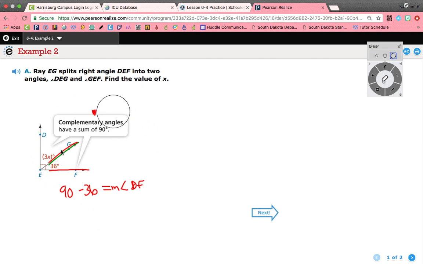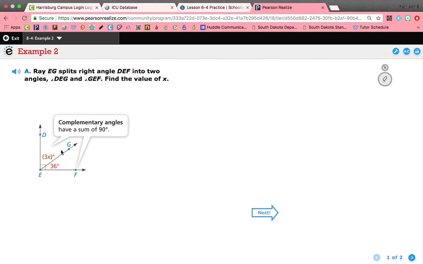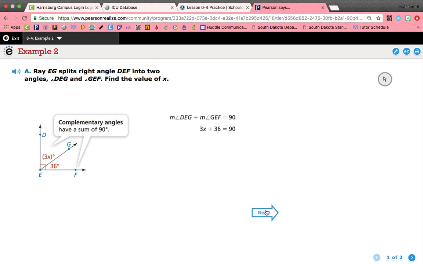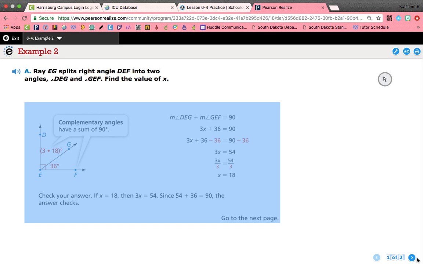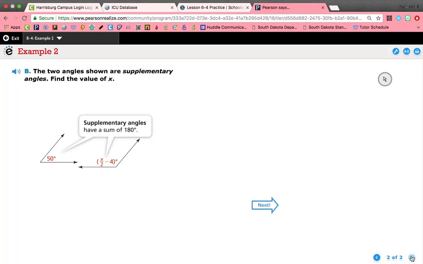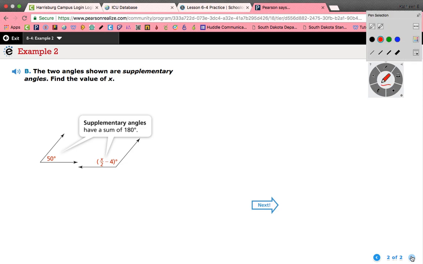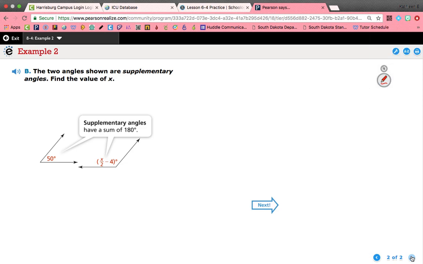All right. Pretty straightforward so far. Just as I did, 18. All right, next page. Two angles shown are supplementary. All right, so another term that we have to try to remember.